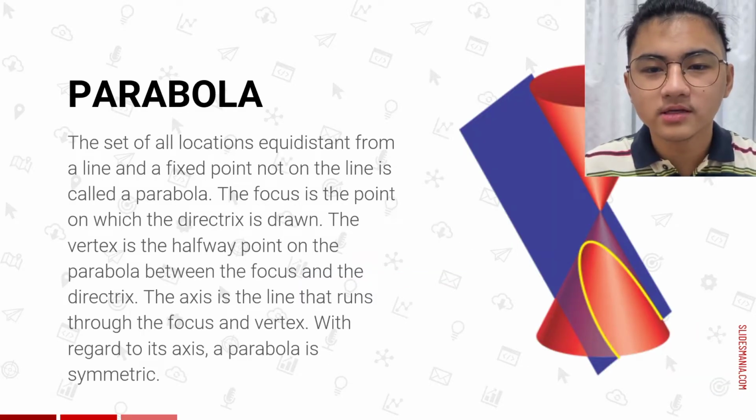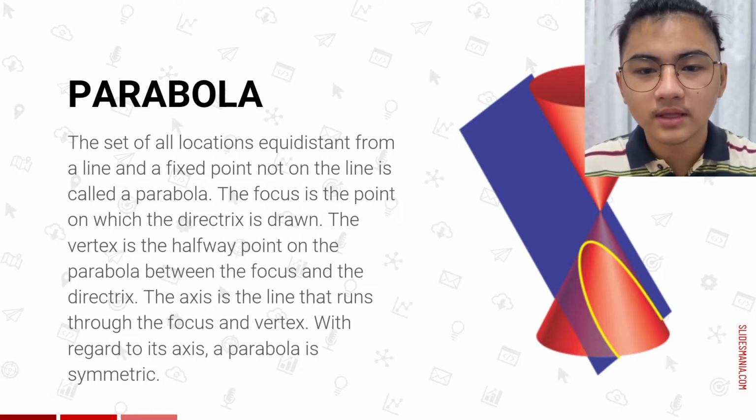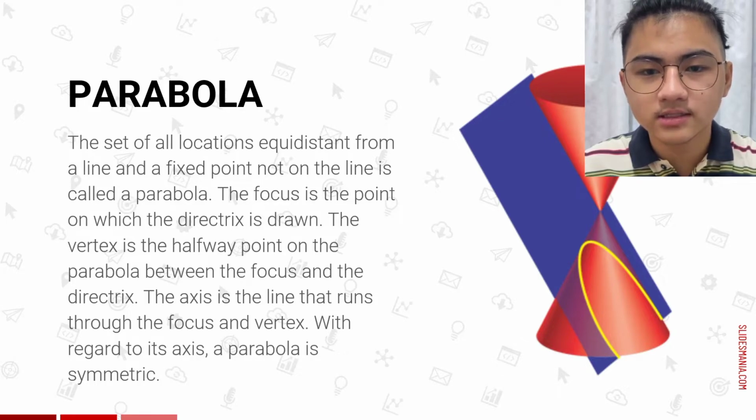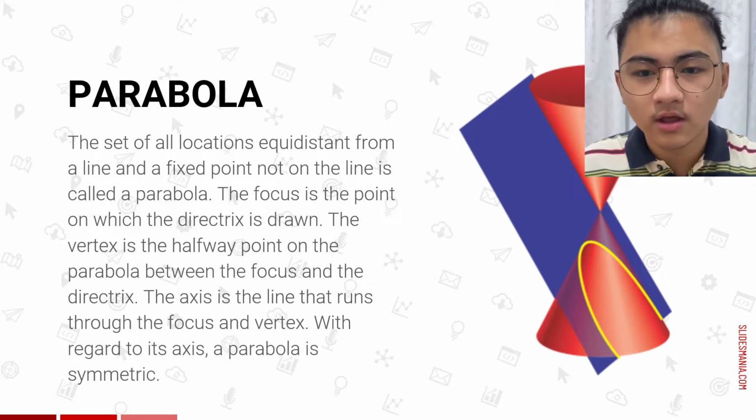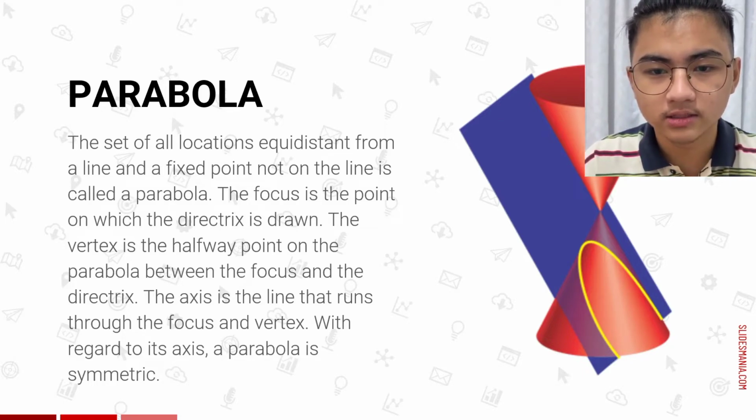A parabola is a curve formed by the intersection of a plane and a cone when the plane is at the same slant as the side of the cone. A parabola is the set of all locations equidistant from a line and a fixed point not on the line. The focus is the point, and the directrix is the line drawn opposite it.